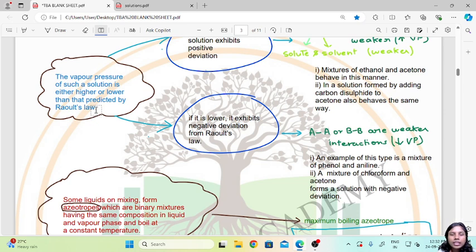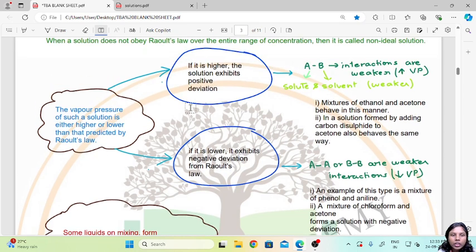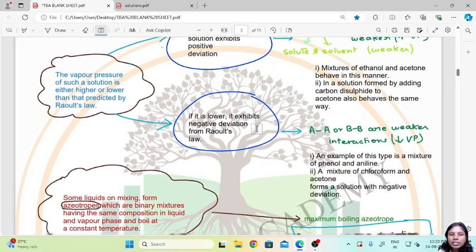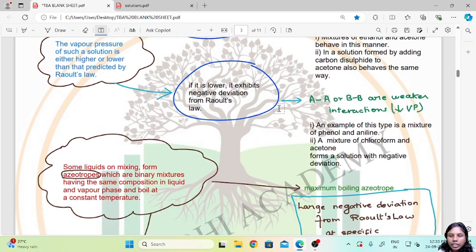In that case, what we are saying is that the vapor pressure is going to be higher or lower than what is predicted by Raoult's law. In the earlier case, the vapor pressure was equal to what is predicted by Raoult's law. Here it is going to vary, either higher or lower than the Raoult's law prediction. Now if the vapor pressure is higher than that predicted by Raoult's law, then the solution is said to exhibit a positive deviation. And if it is lower, then the solution is said to exhibit a negative deviation. Now let's understand what positive and negative deviation are.